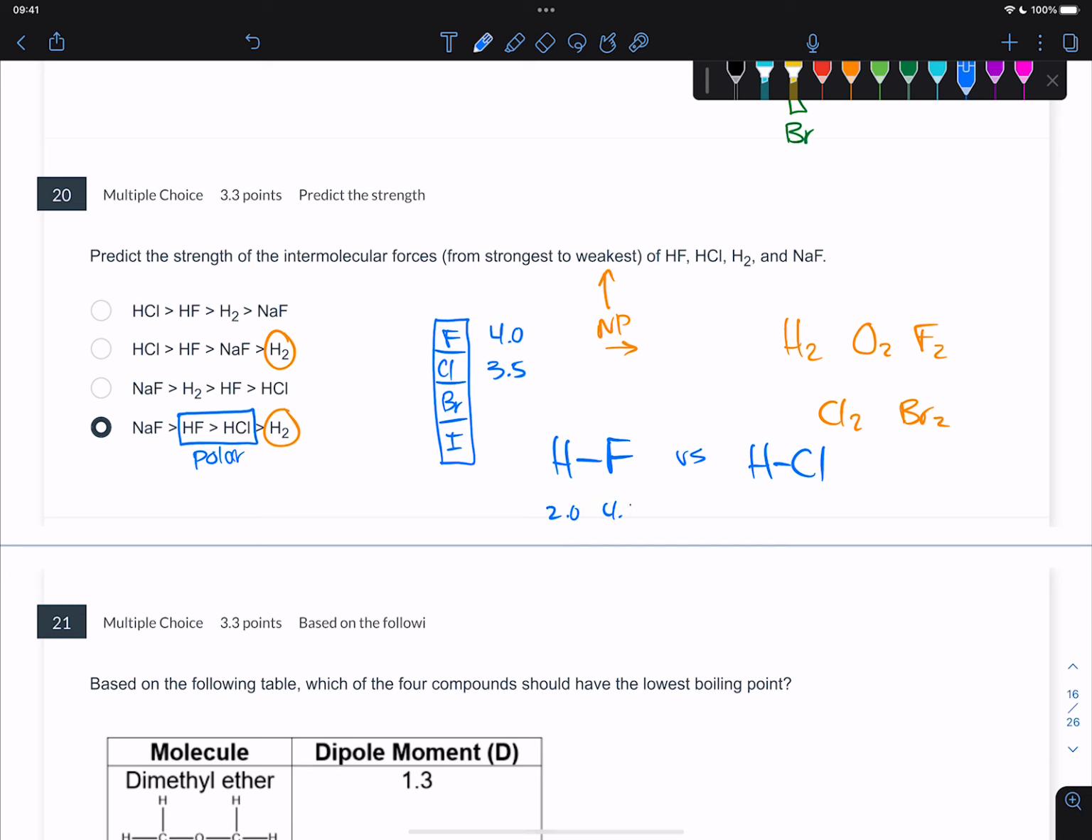And then fluorine's a 4.0. Over here you have hydrogen, which is like a 2.0, versus chlorine, which is like a 3.5. There's less of a difference between H and Cl's electronegativity, so HCl is less polar. So you have something that's nonpolar, something that's less polar but polar, and HF, which is more polar. When you get to such an extreme, remember those electronegativity values, Na and F are so different that they're ionic, and that's going to be the strongest one, so that's why that's the answer.